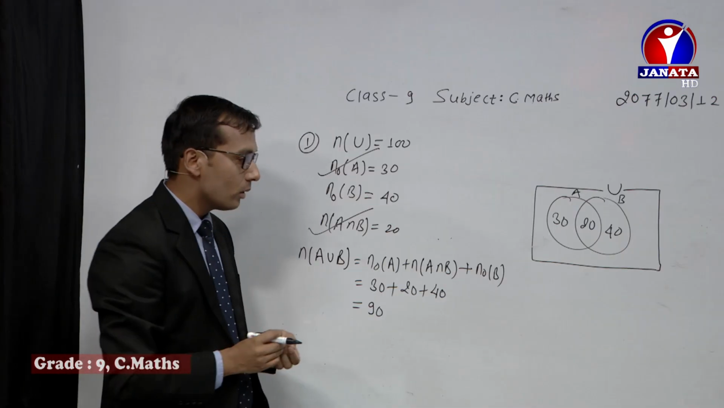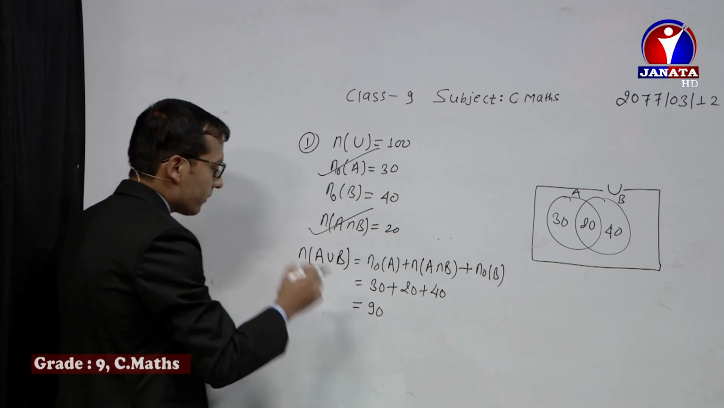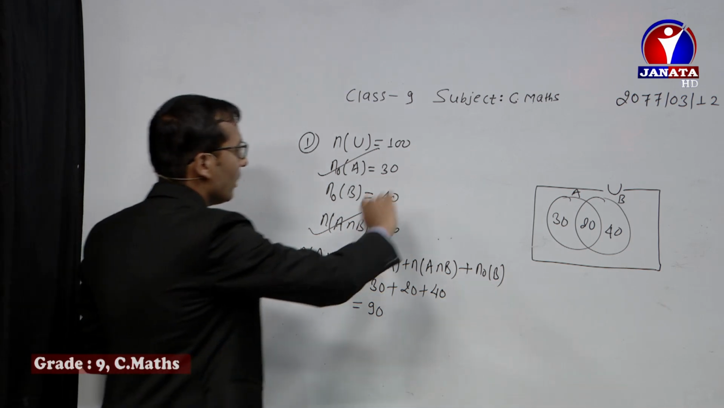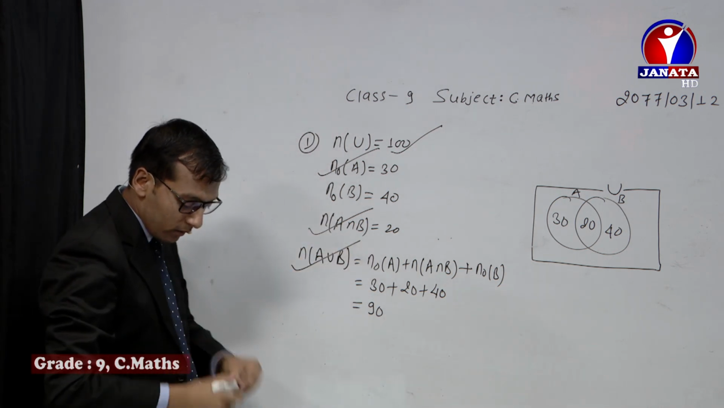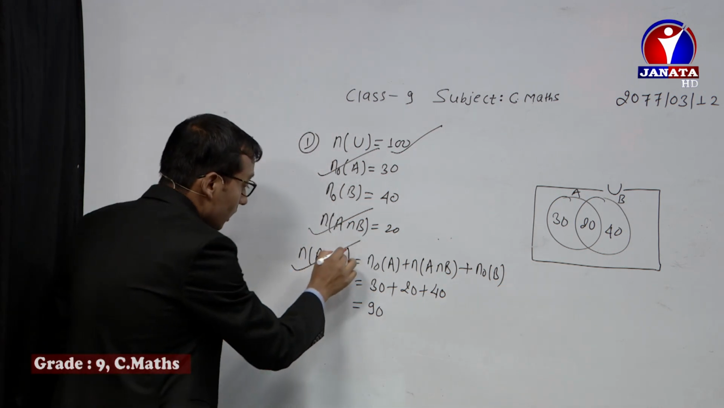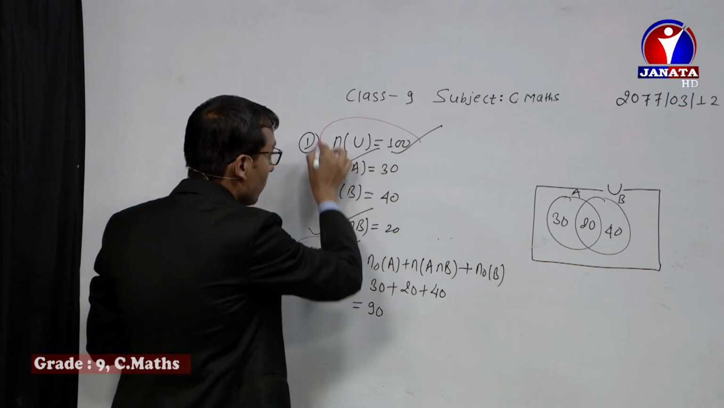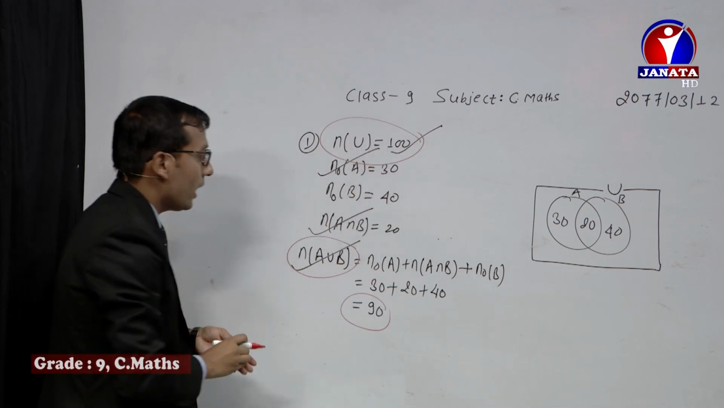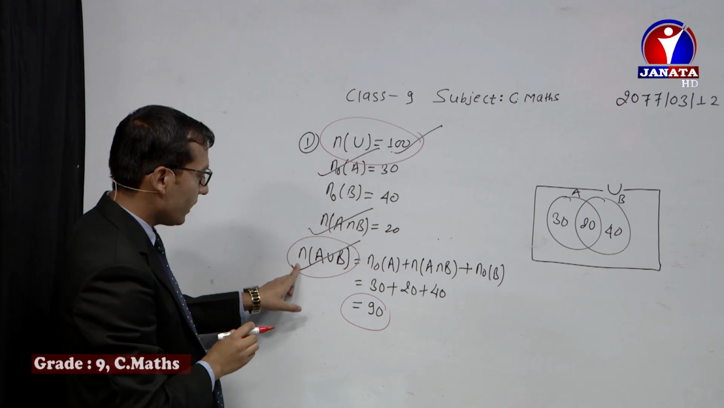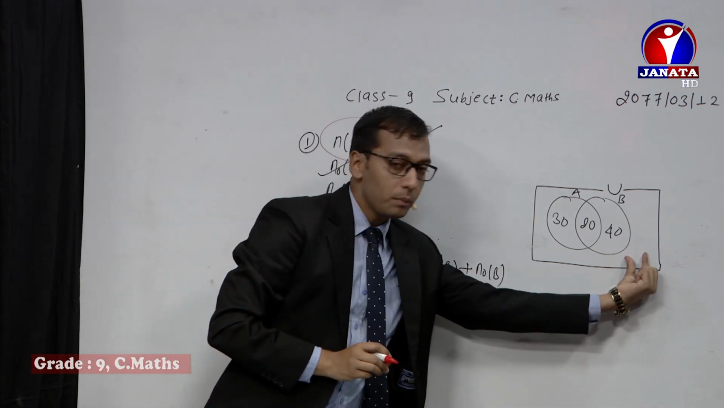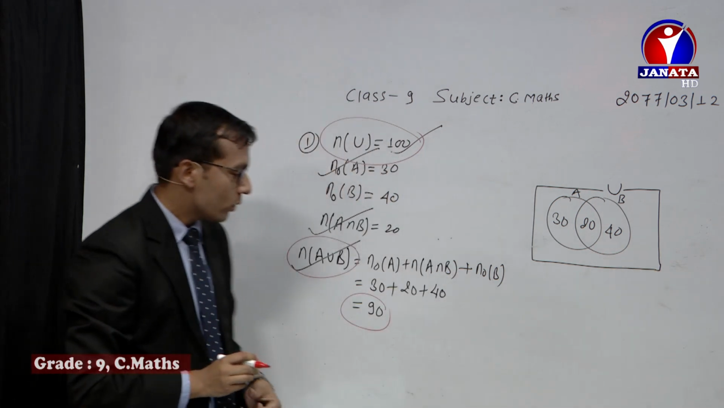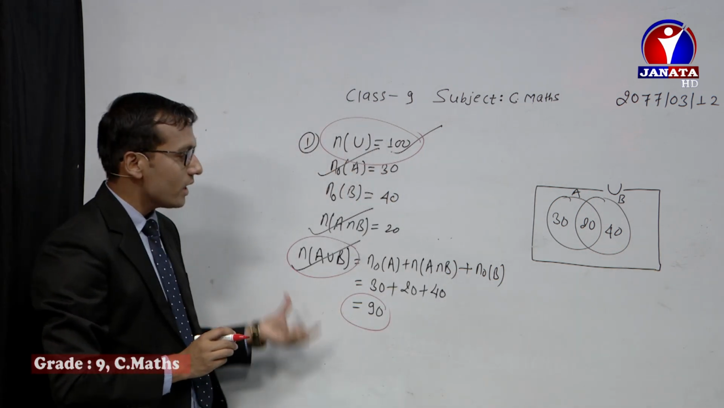I'm looking for the value of complement. So we can find complement now using n of U and n of A union B. If we just take these two pieces of information, n of U is 100 and n of A union B is 90, we can find the value of the complement of two sets. So let's find out now what the complement is.